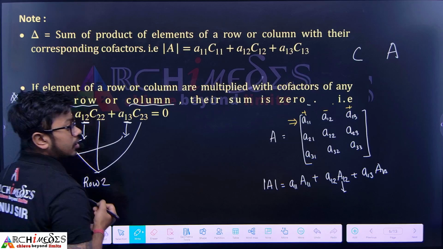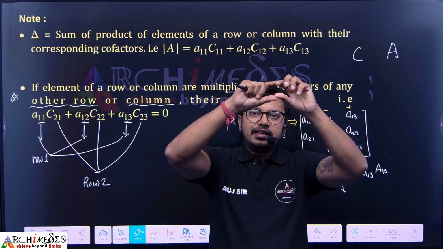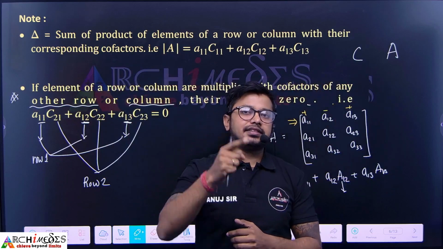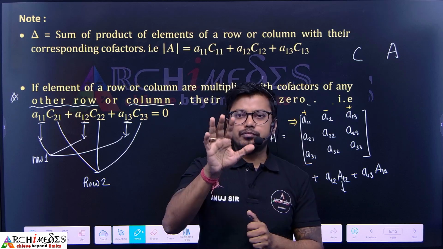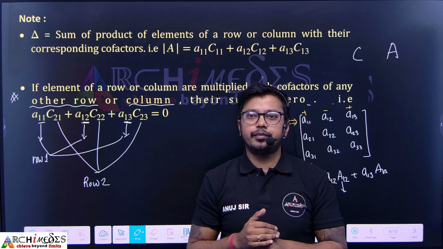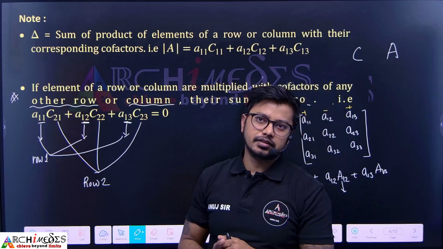So that means if we multiply any element by its own cofactor, with the same row's cofactor only, then it is the determinant value. Otherwise, the value is 0. Very important part. Am I clear?